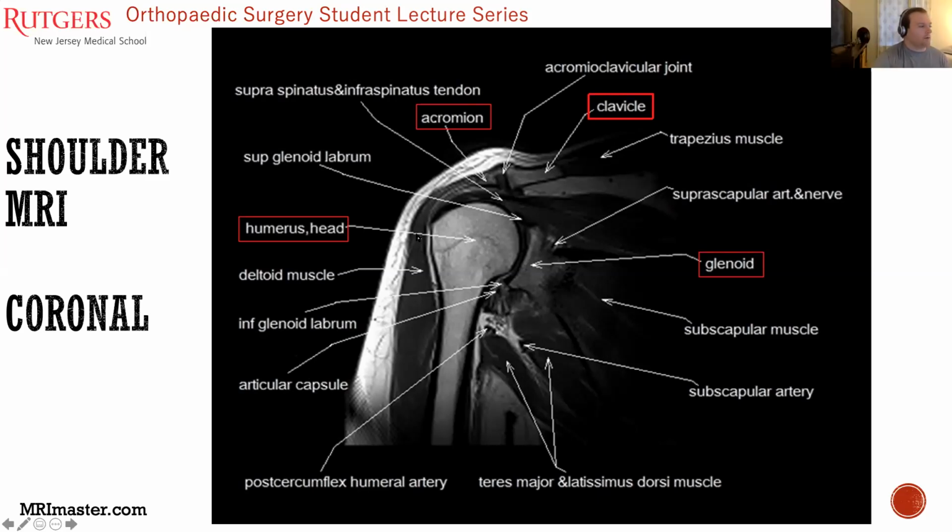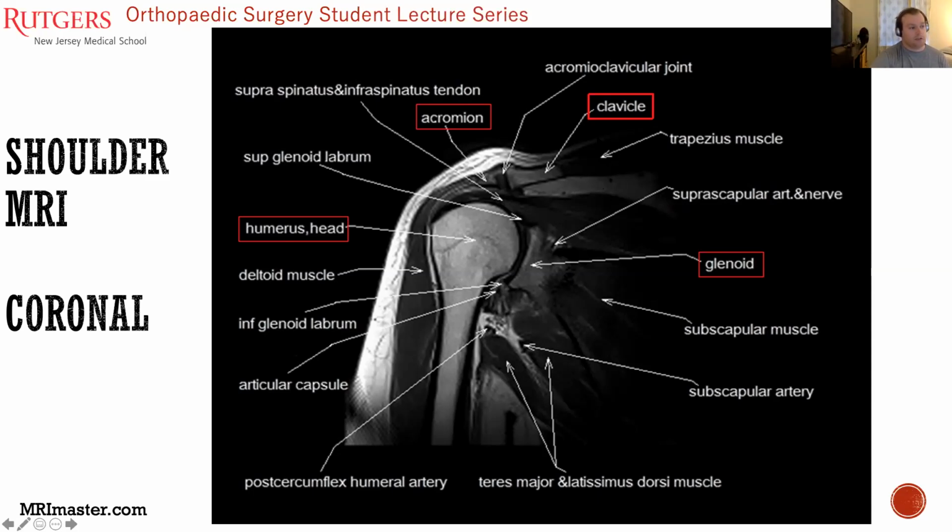And once you, again, remember that this is a coronal image, you can start to see the supraspinatus and infraspinatus that are passing anteriorly. You'll be able to notice the deltoid out laterally. You'll be able to see the inferior labrum and superior labrum. And depending on the cut, you may see the biceps tendon coming across from the superior labrum down to the groove.